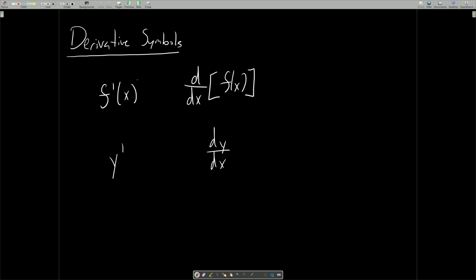There's some different ways to write derivatives. You have f prime of x, which you just saw. You have d over dx of f of x. This d over dx basically means the derivative of. You have y prime and dy over dx, which is basically the same as these, except it replaces the f with y.